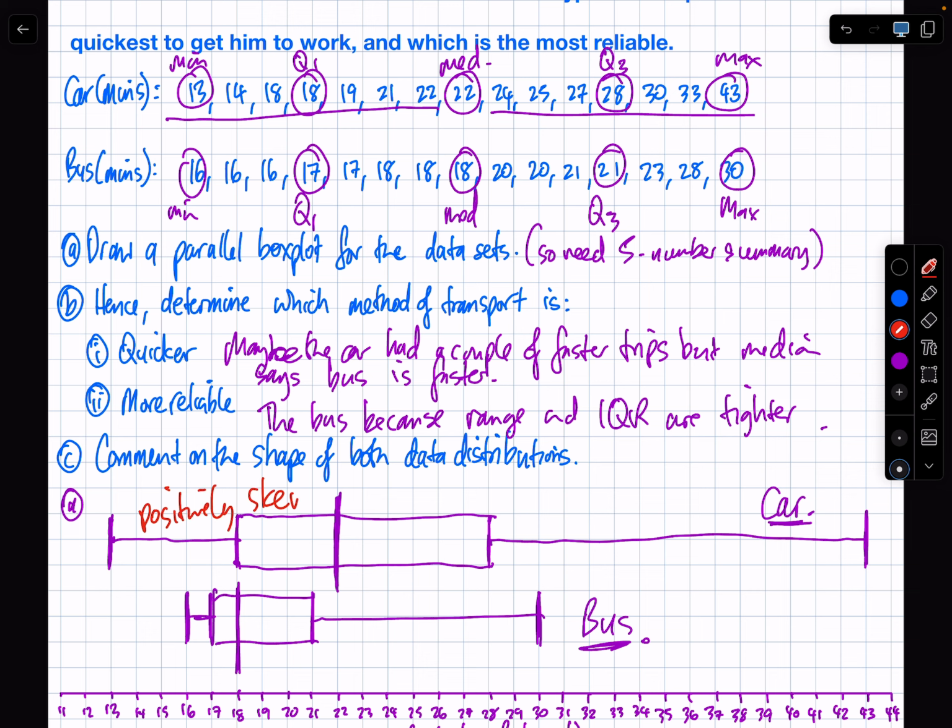Is it really strongly positively skewed, or is it just a little bit? A little? Not much. Good. I like that. That's marks. A little. Versus the bus. Is that hardcore positively skewed? Yes. Is it really squished together? So very positively skewed.